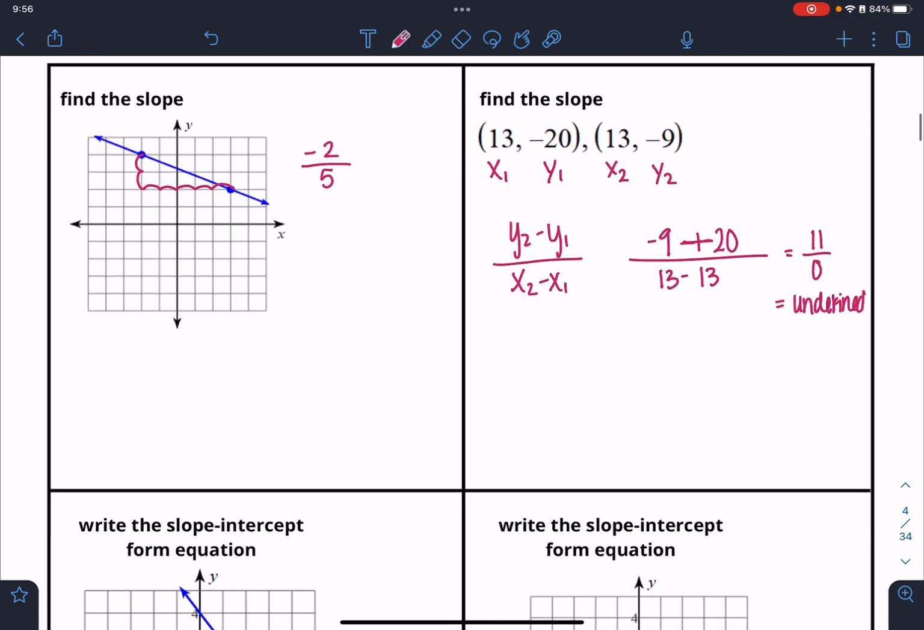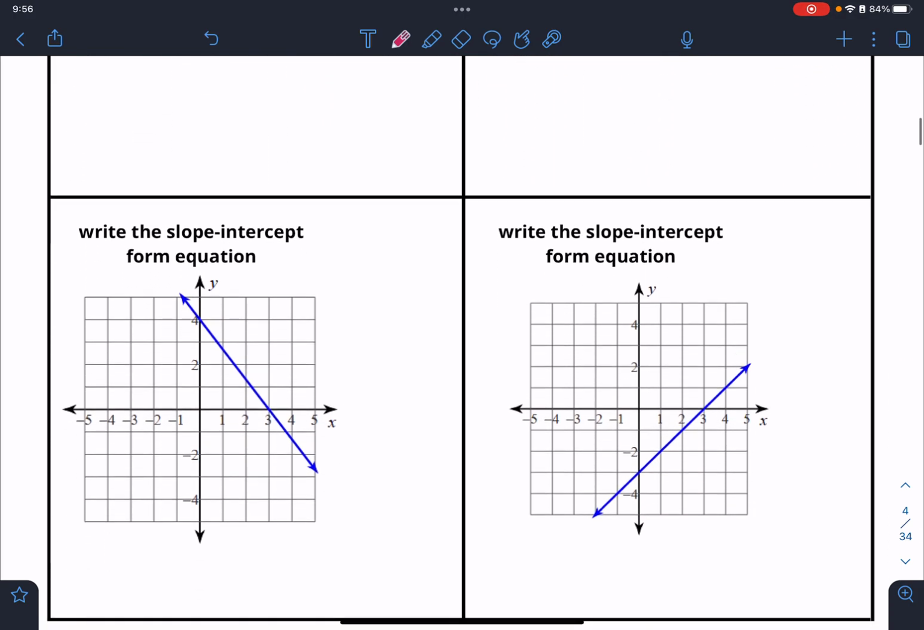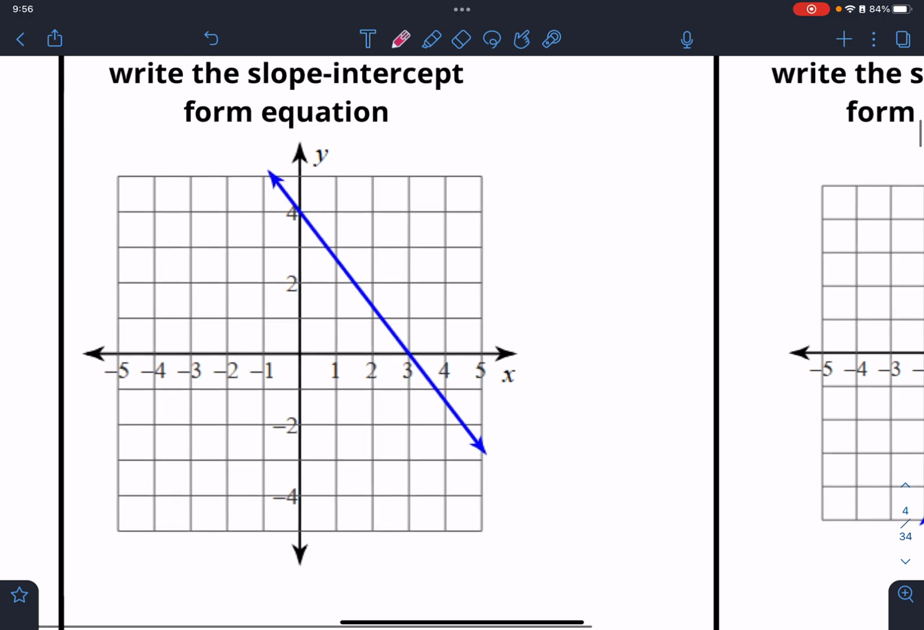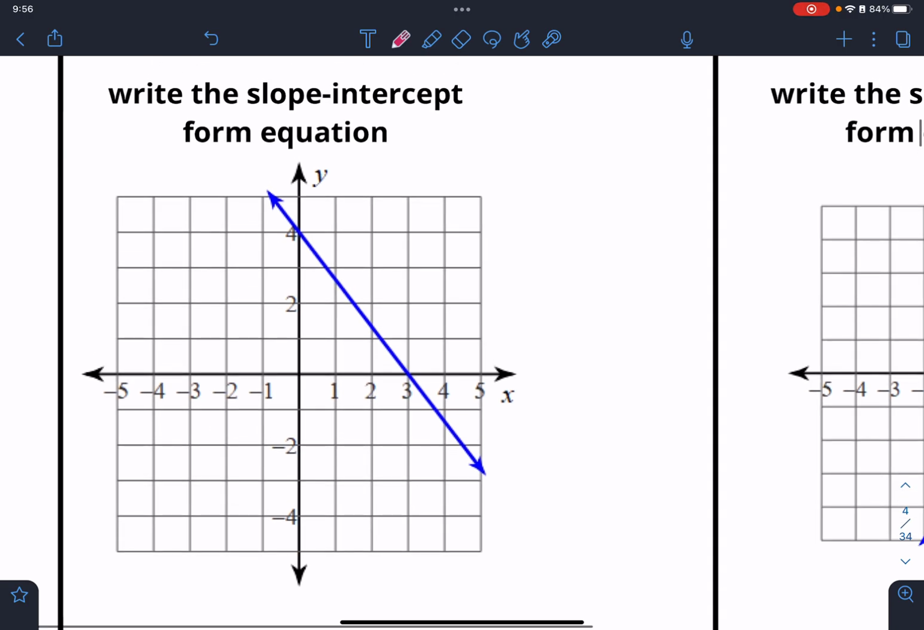Okay, so that's a quick review on our slope. Now we're going to start writing slope-intercept form for lots of different types of examples. So let's go ahead and look at this first one. I want to write the slope-intercept form of this equation. So that is the third thing on your flip book, but I also have it up here on the poster. So that poster will also stay up here. So that's y equals mx plus b.